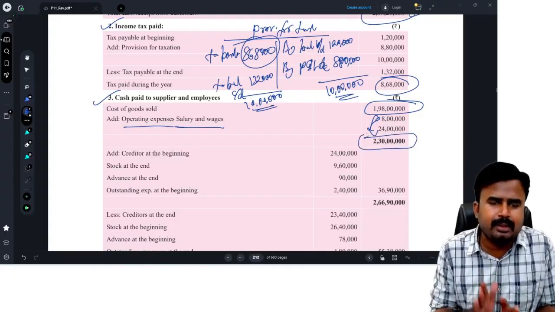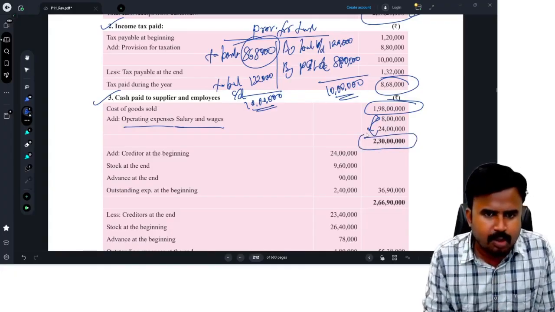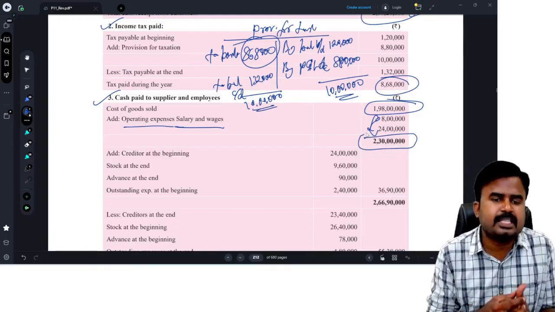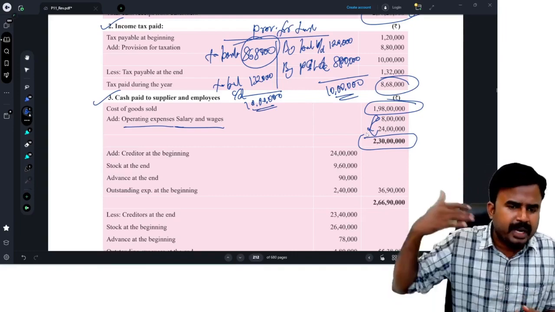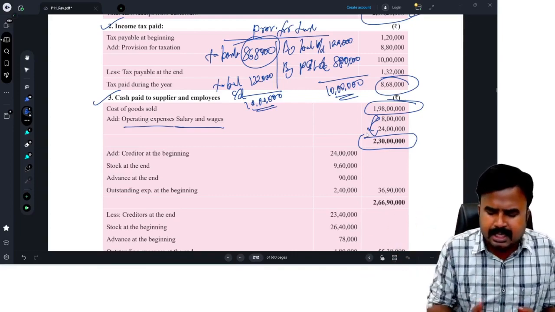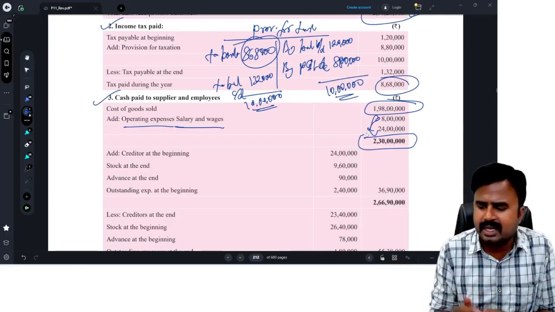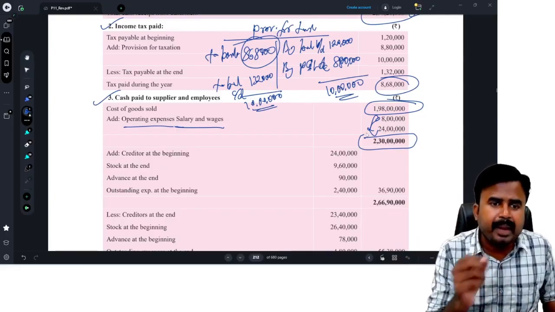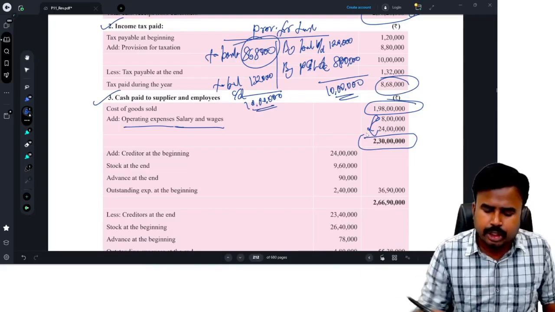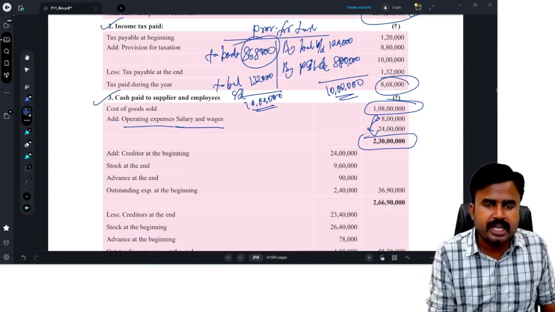That doesn't mean that the payment has been made for 230 lakhs. Why? Because out of this expenditure, some of the expenses may be outstanding, and we can have opening balances with respect to some of the expenses. So such transactions must be adjusted here. Because I need the actual payment related to cost of goods sold, operating expenses and salaries and wages. You should be very careful. This cost of goods sold includes what?